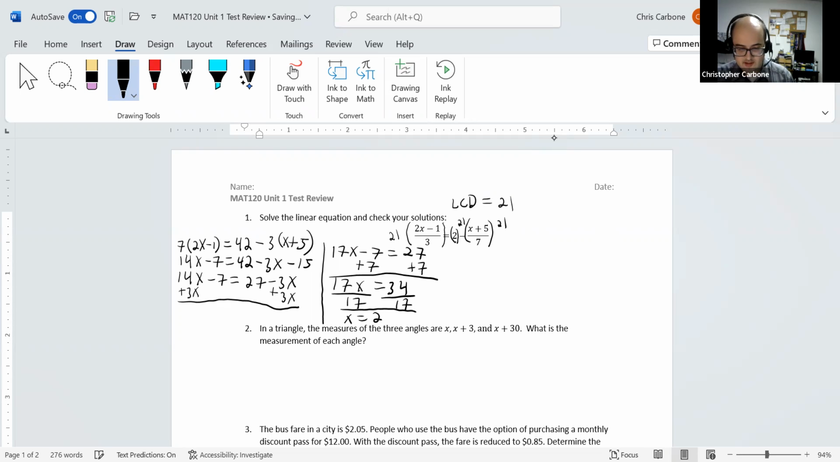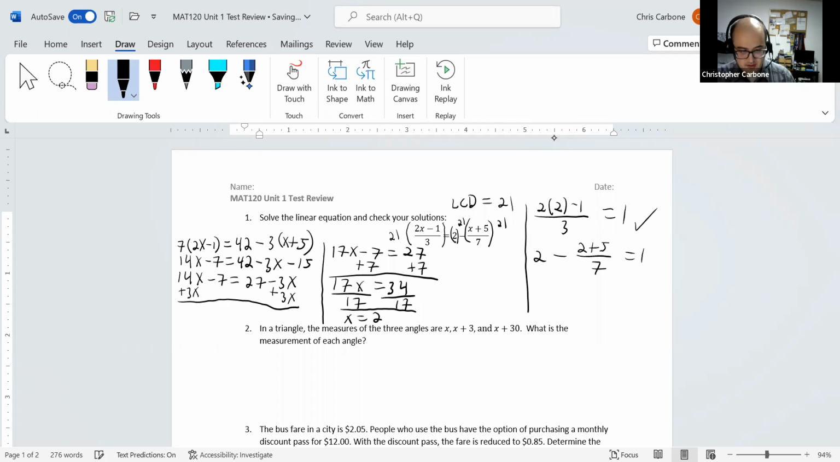And we could check that solution if we wanted to. Left-hand side, this would be 2 times 2 minus 1 over 3. So 4 minus 1 divided by 3, this is supposed to give us 1. So right-hand side, 2 minus (2 plus 5) over 7. 2 plus 5 divided by 7. This makes 7 over 7, or 1. 2 minus 1 is also 1. So this does check out.